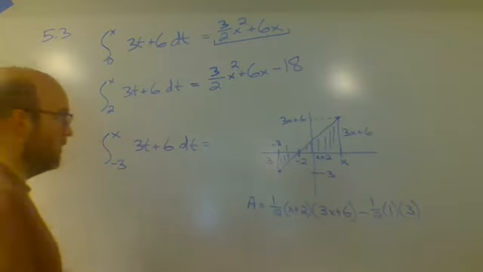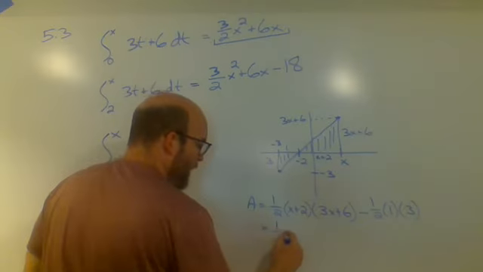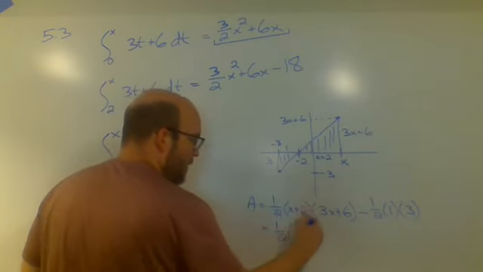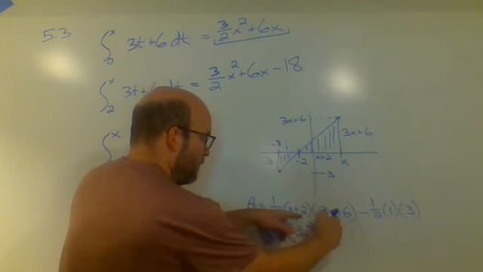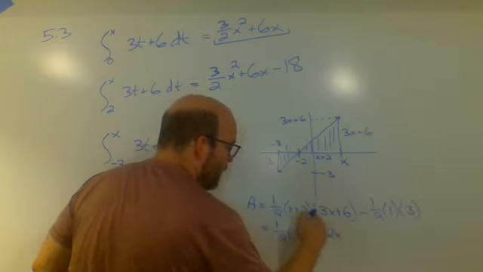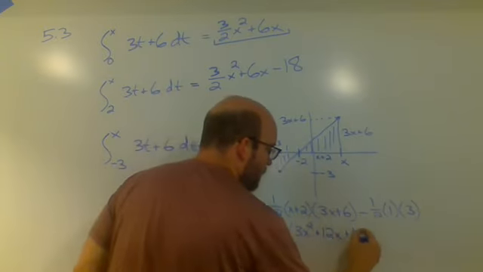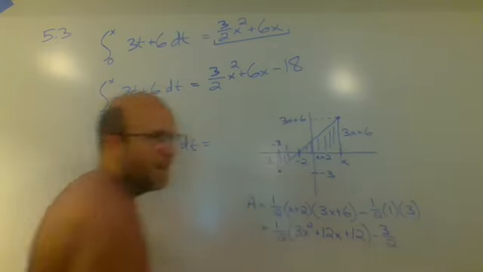Okay. So once again, you have some foiling to do, but we're left with 1/2 times x and 3x is 3x squared. And we're at 6x plus 6x is 12x. 2 and 6 is 12 again. And then over here, that's just going to give you a -3/2.